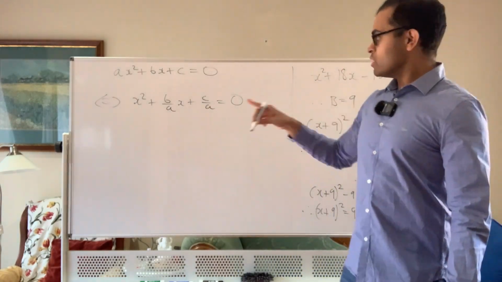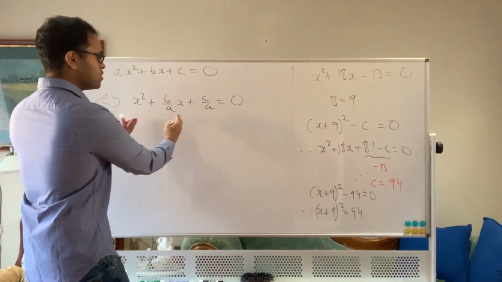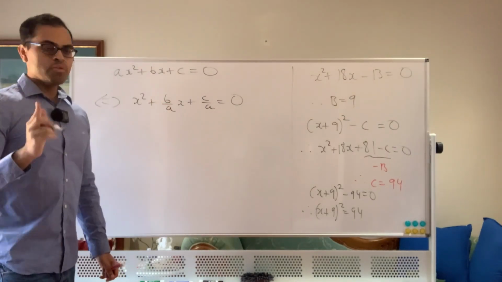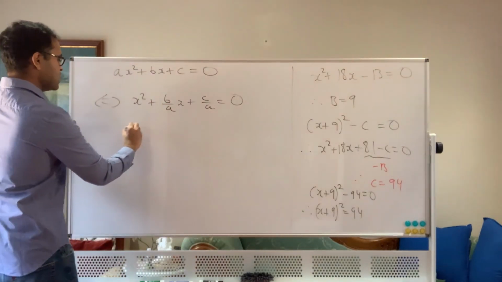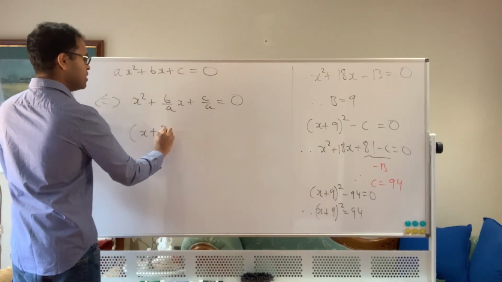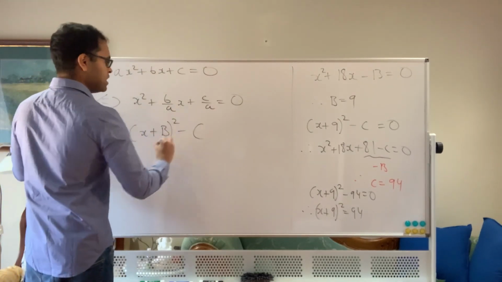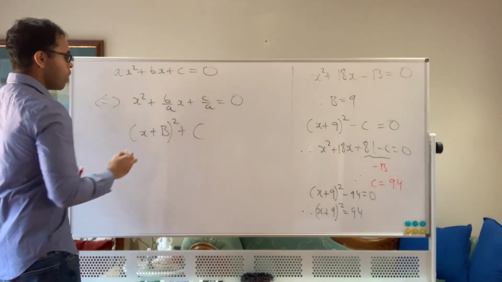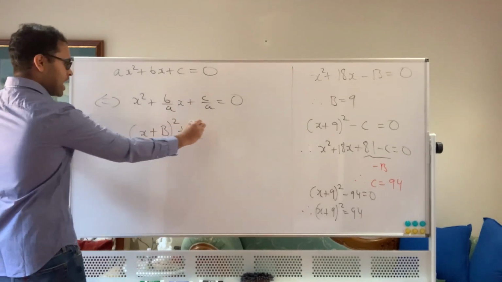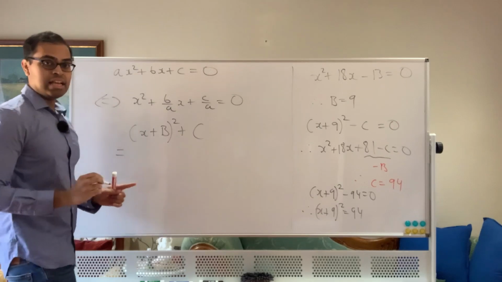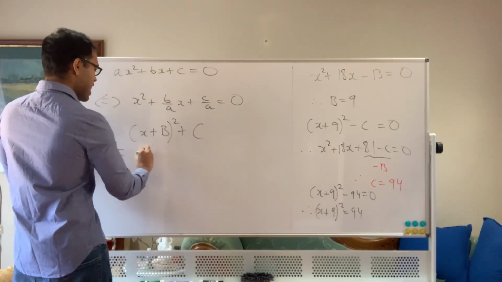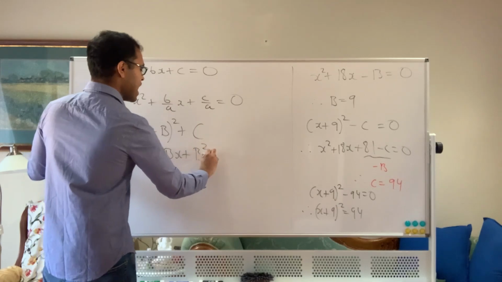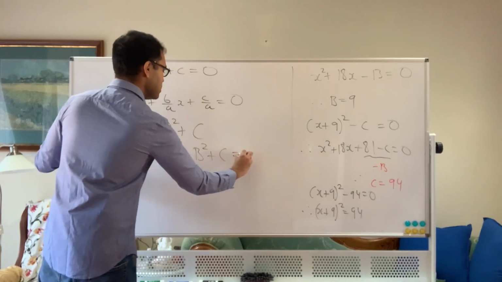We want to write this equation as x plus something squared plus something or minus something is going to equal 0. So if we say x plus big B squared minus big C, or x plus big B squared, let's say plus big C, we want to write it in this way. Well, x plus big B squared plus big C is going to be equal to x squared plus 2 times big B times x plus B squared plus C, which is equal to 0.